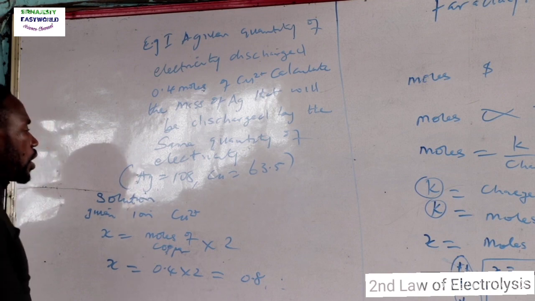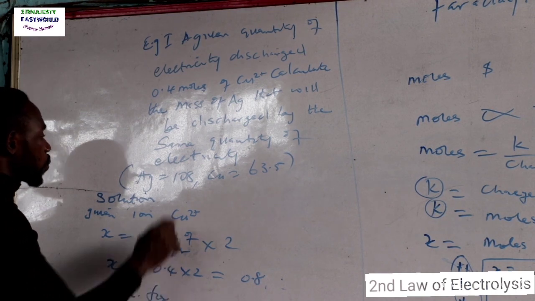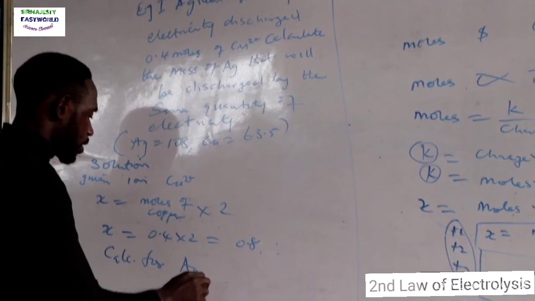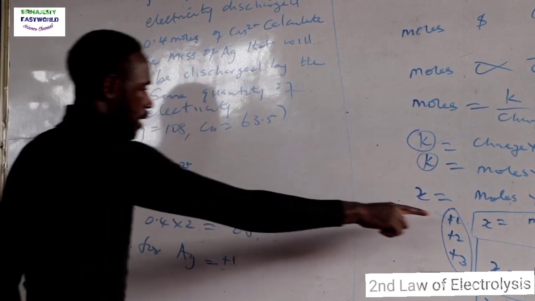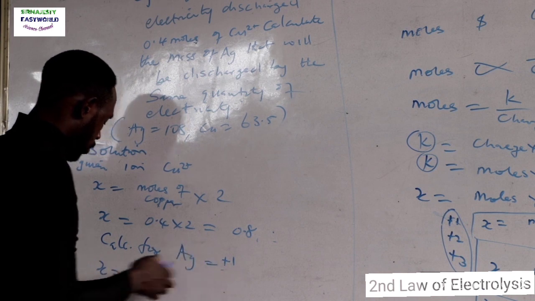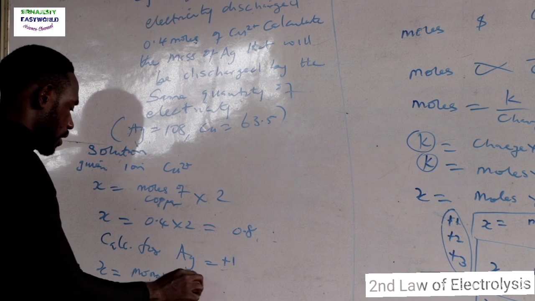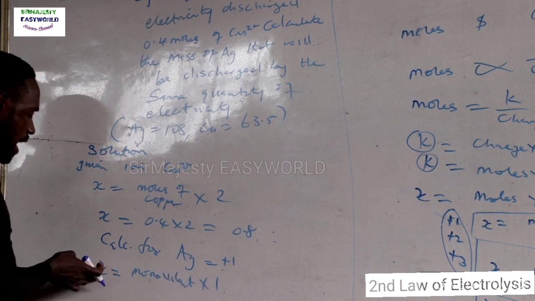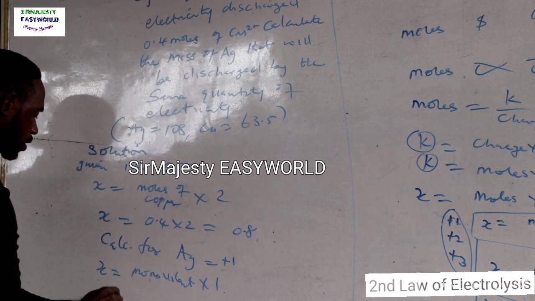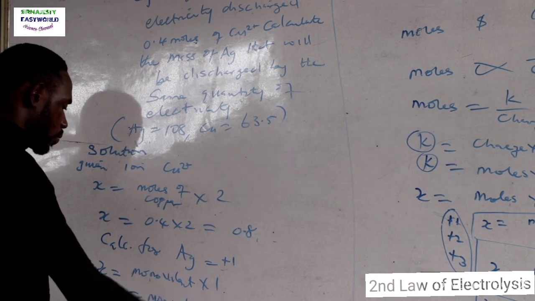Then you keep your X and go to the one they ask you to calculate for. What's the ion calculated for? They tell you to calculate silver. You write it, silver. What's the charge on silver? Plus 1. You go to our formula, which says the same X is equal to monovalent, because the charge on silver is monovalent, is equal to monovalent times 1. Then X has been discovered to be 0.8 from the question. It becomes 0.8 is equal to the number of moles of monovalent, which you don't know, times 1.